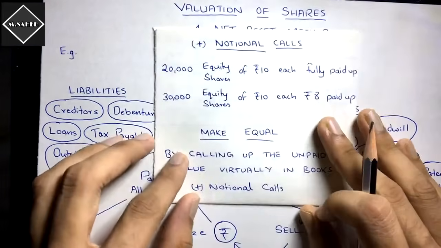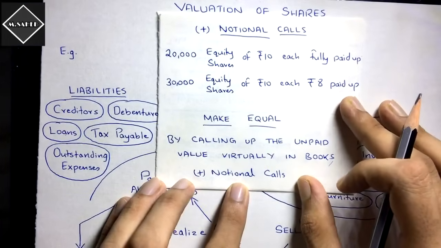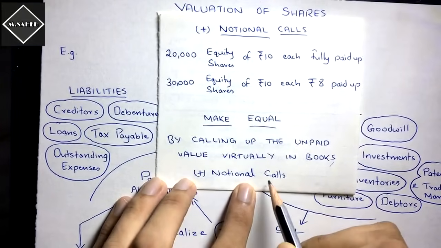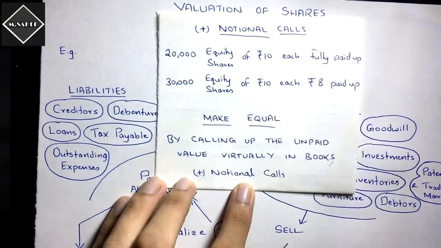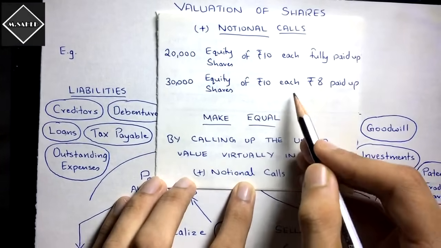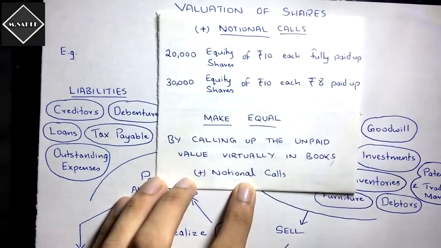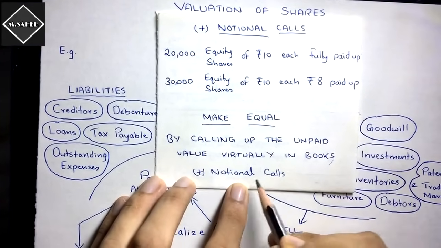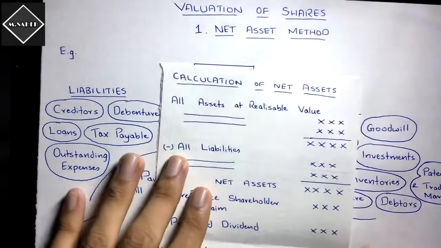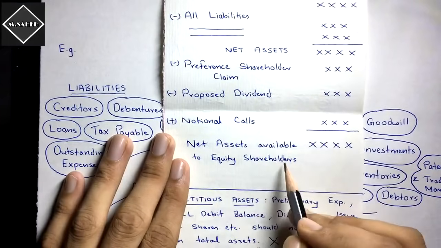This is what you have to do so that we can easily calculate. Otherwise, it will be a mess. So we have to add the notional calls. Notional calls are the fake calls that are made to make the different classes of shares equal, to make a partly paid up class of share into fully paid up. That is why we add notional calls. Simple, right? So this is how you do it. You add up the notional calls and then you will get net assets available to equity shareholders.